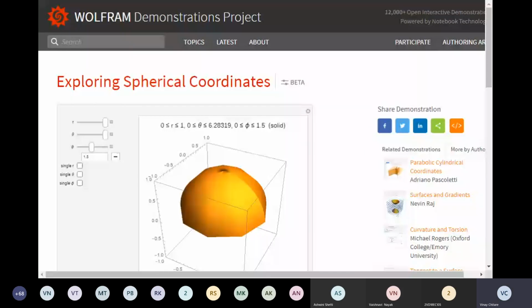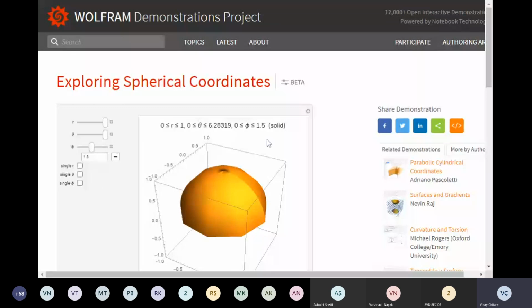Can you see this? Exploring spherical coordinate? Yes? Can you see this exploring spherical coordinate? Yes, sir. Now you could see that.